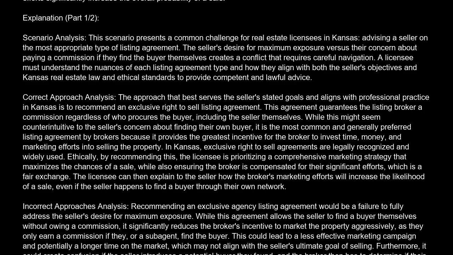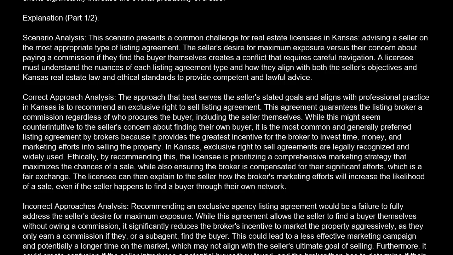This scenario presents a common challenge for real estate licensees in Kansas, advising a seller on the most appropriate type of listing agreement. The seller's desire for maximum exposure versus their concern about paying a commission if they find the buyer themselves creates a conflict that requires careful navigation. A licensee must understand the nuances of each listing agreement type and how they align with both the seller's objectives and Kansas real estate law and ethical standards to provide competent and lawful advice.